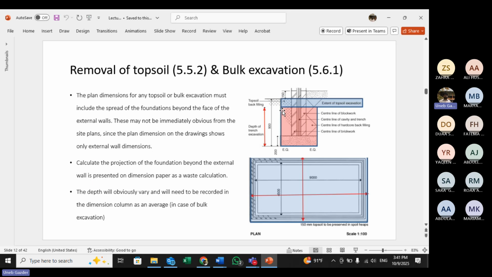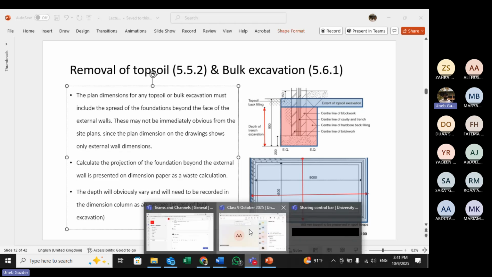And you have to mention it, like we have seen in the previous lectures, and you have done it as well. You have to show it in the waste calculation on your dimension paper. I hope this is clear.